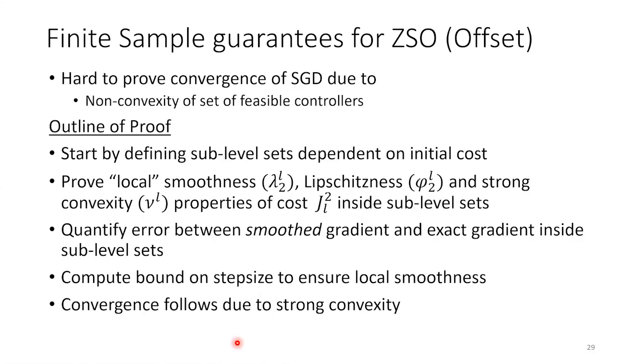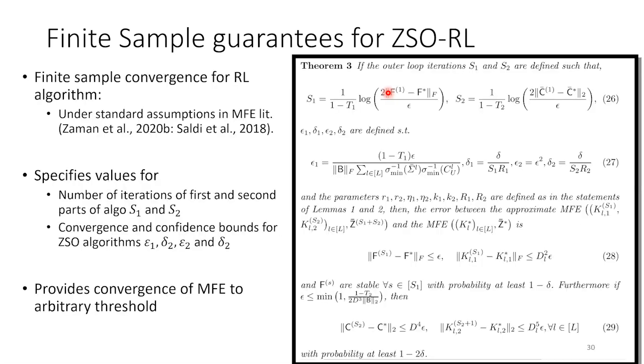And finally, this is just the proof. I think I can forego that for later. And finally, we have the finite sample guarantees for the RL algorithm. What it shows is that given that the number of iterations of the first and second parts are large enough, and the convergence and confidence bounds are set in a certain manner, we can get close enough to the mean field equilibrium with high probability.